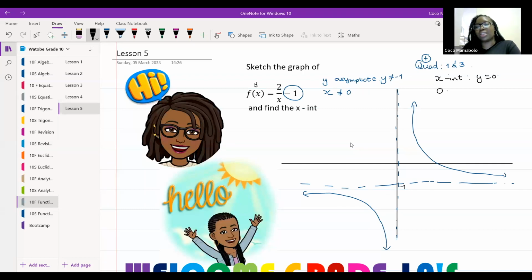So we're going to say 0 is equal to 2 over x minus 1. We will then take -1 over to the other side, and it will become +1. So I will have 1 is equal to 2 over x. And therefore, if I cross multiply, x will equal 2. So this point over here, where the graph crosses my x-axis, will be the point (2, 0). That is my x-intercept. Right.